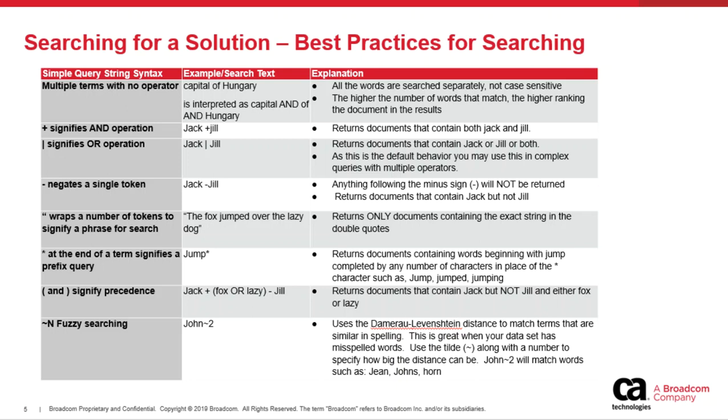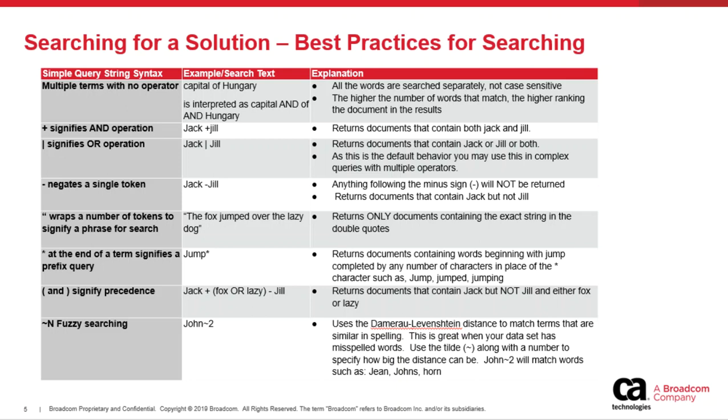The next one, in line item 4, is the minus sign, which negates a token. So in this example, Jack minus Jill would return anything; what follows the minus sign will not be returned. It would only return documents that contain Jack but not Jill.